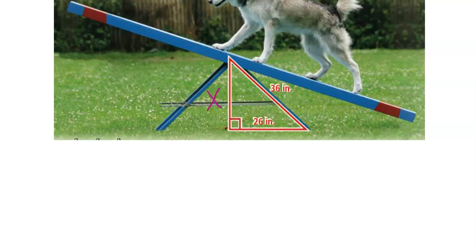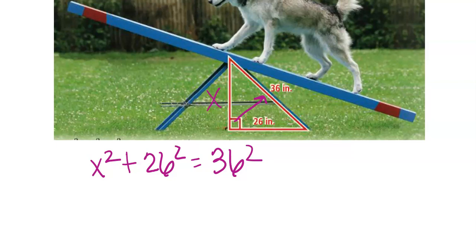Is it x, 26, or 36? 36, and it's always opposite the square. So x squared plus 26 squared equals 36 squared. You have to write the equation down to get full credit on these. Then you can kind of do whatever you want to. If you know that this is 36 squared minus 26 squared, great. It doesn't matter that you write that part down because I know that you've done these before.